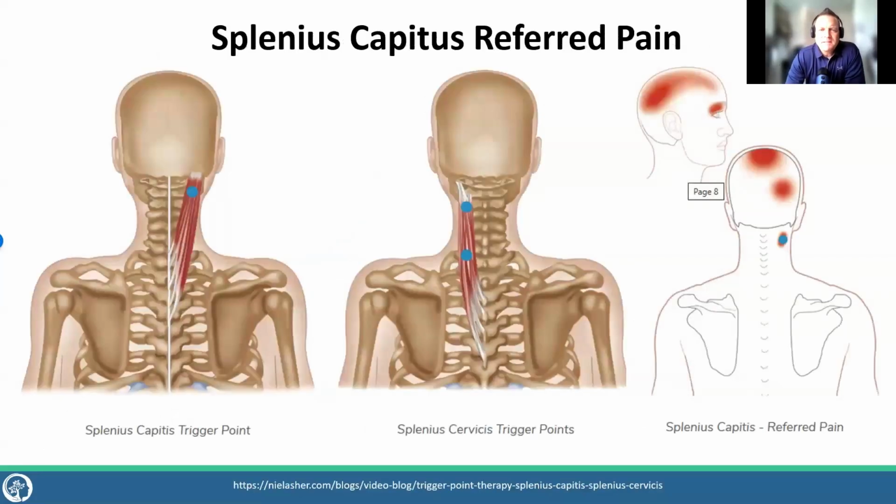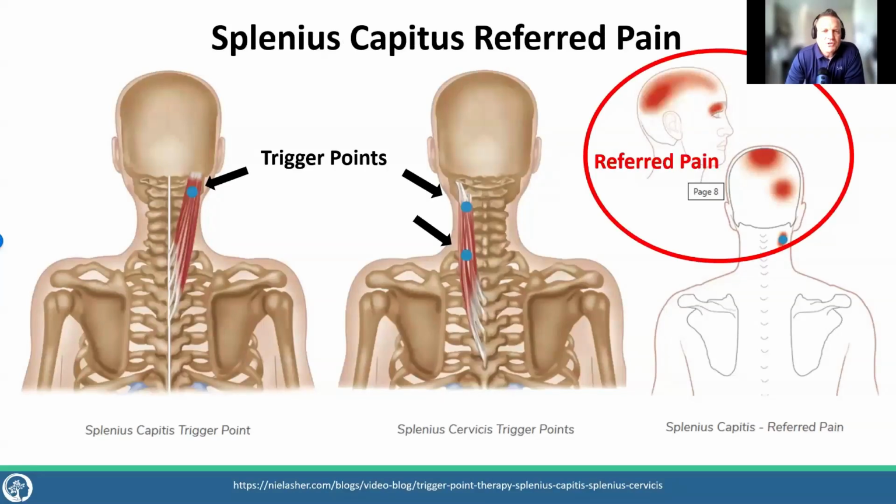Let's go to the next one. Here's the splenius capitis. It's just another drawing with the trigger points right here. And then here's the referral pain pattern. And that shows it being much more broad. It's not just the top of the head and right behind the eye, but this actually goes back down into the back side of the head and the occipital area as well.